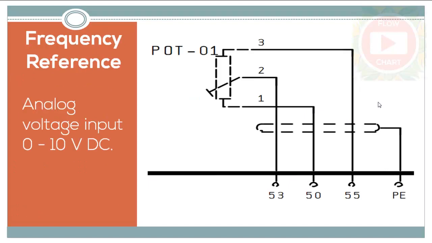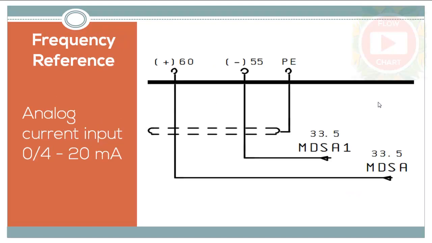Terminal numbers 53, 50 and 55 are required for analog voltage input. Here we put 0 to 10 volt DC input. This is for potentiometer connection, 3-wire, and this is analog current input reference, terminal numbers 60 and 55. We can put here 4 to 20 milliampere or 0 to 20 milliampere for current reference. That means the reel inverter runs by both references, voltage reference and current reference.